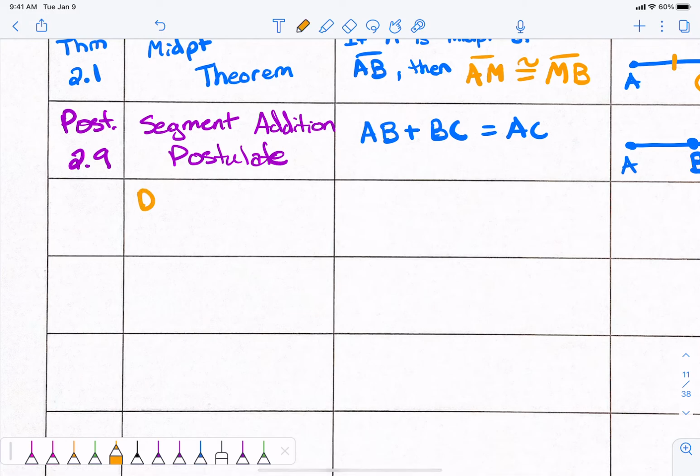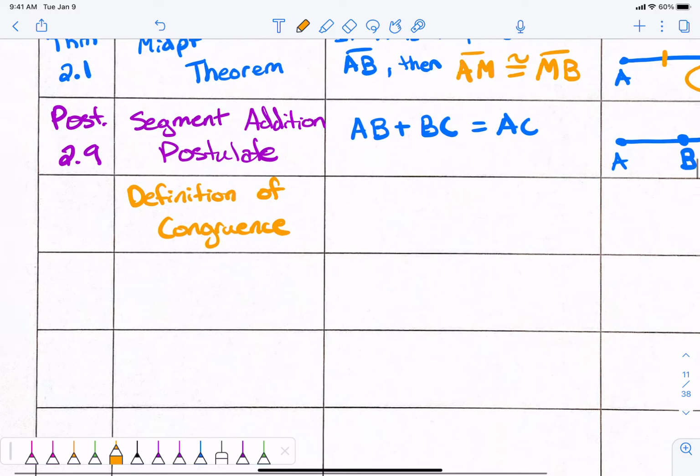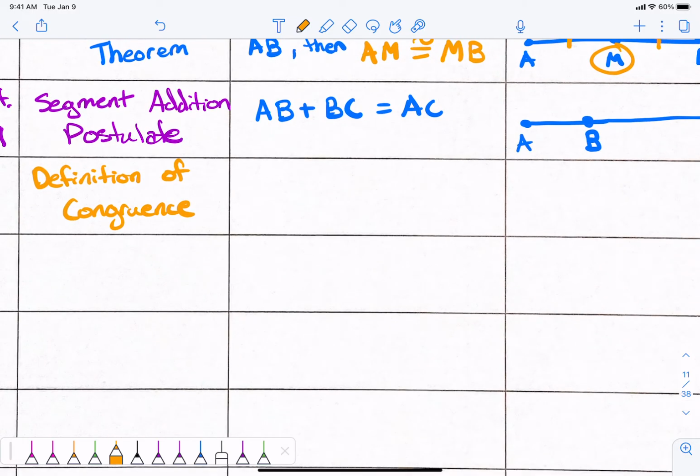It is something called the definition of congruence. It's kind of silly. So basically, let's say AB is equal to BC. This is talking about them as a measurement, as a length. The measure of AB is equal to the measure of BC.